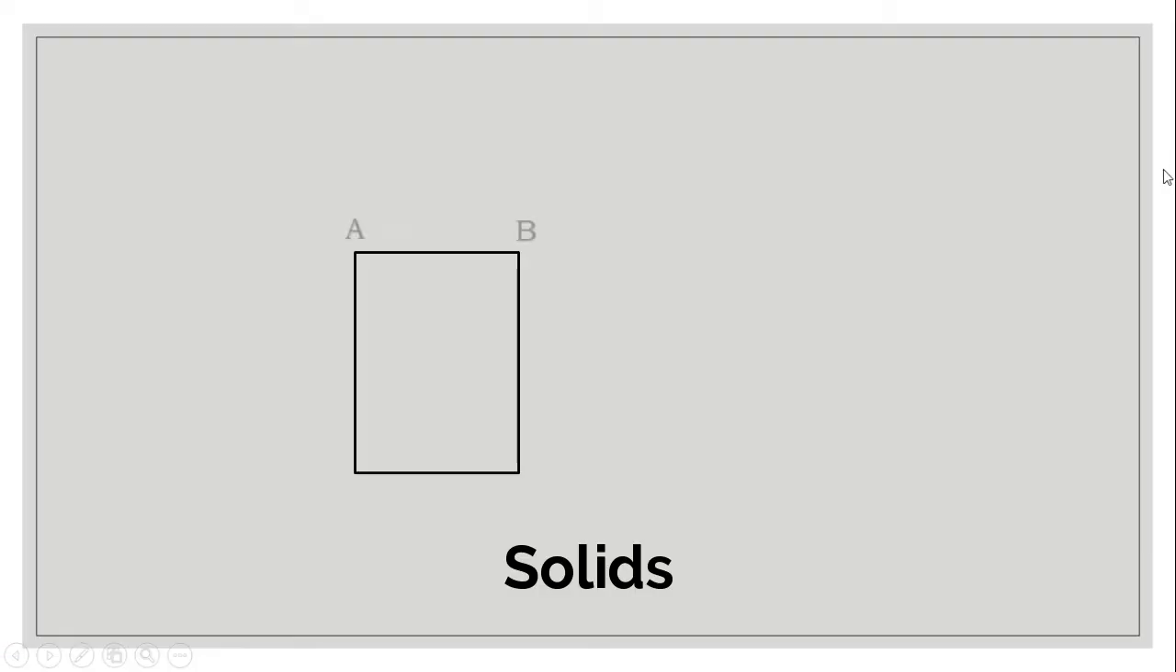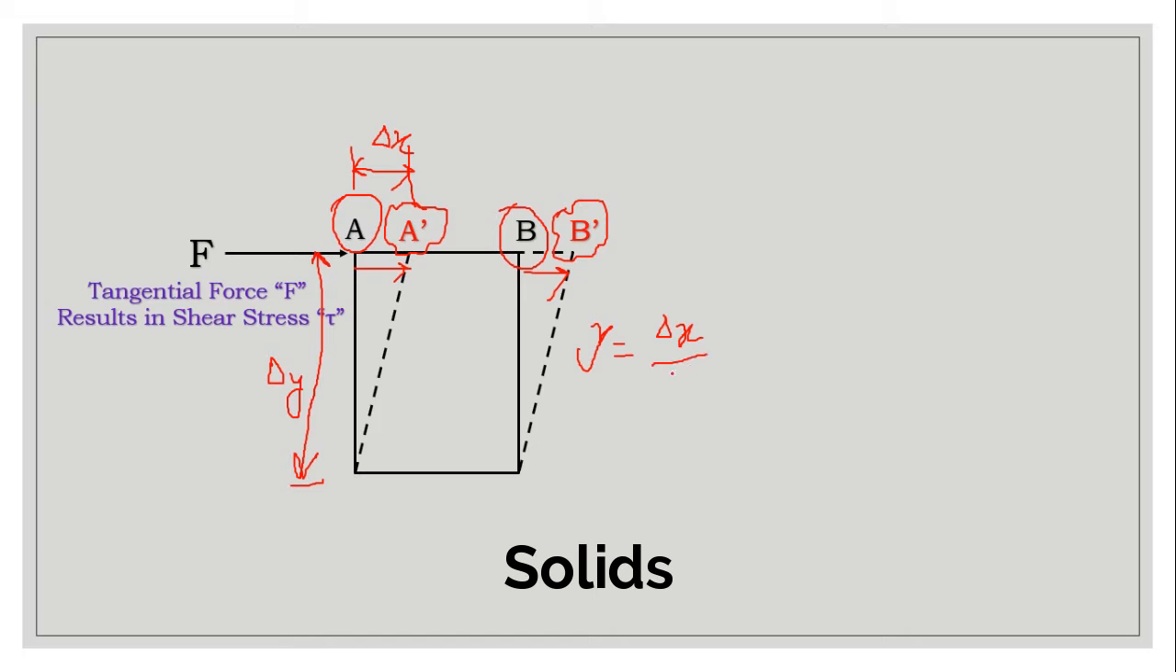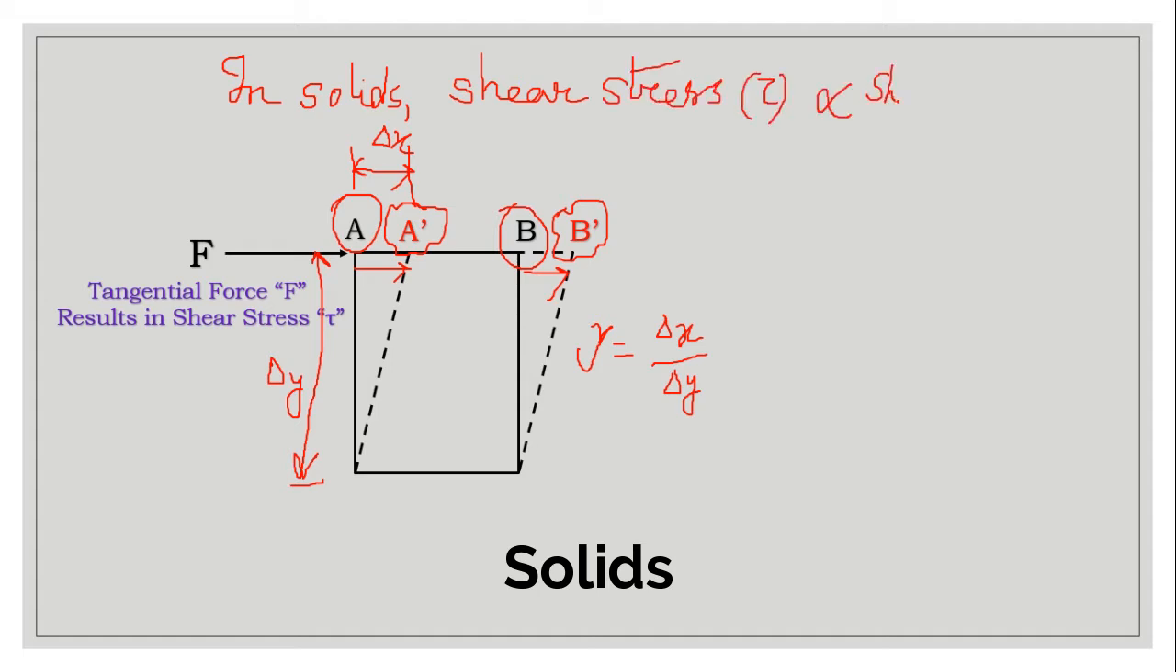To make this concept clear, let us consider a solid object and a tangential force F is applied on it. As a result of this force, a deformation occurs in such a way that A moves to A dash and B moves to B dash. The deformation is consistent after the force is applied. That means the object will not deform further beyond this limit. The distance between A and A dash is marked as delta x. Vertical distance is marked as delta y. Therefore, shear strain will be equal to delta x by delta y. In case of solids, shear stress is directly proportional to shear strain. That means tau is proportional to shear strain.